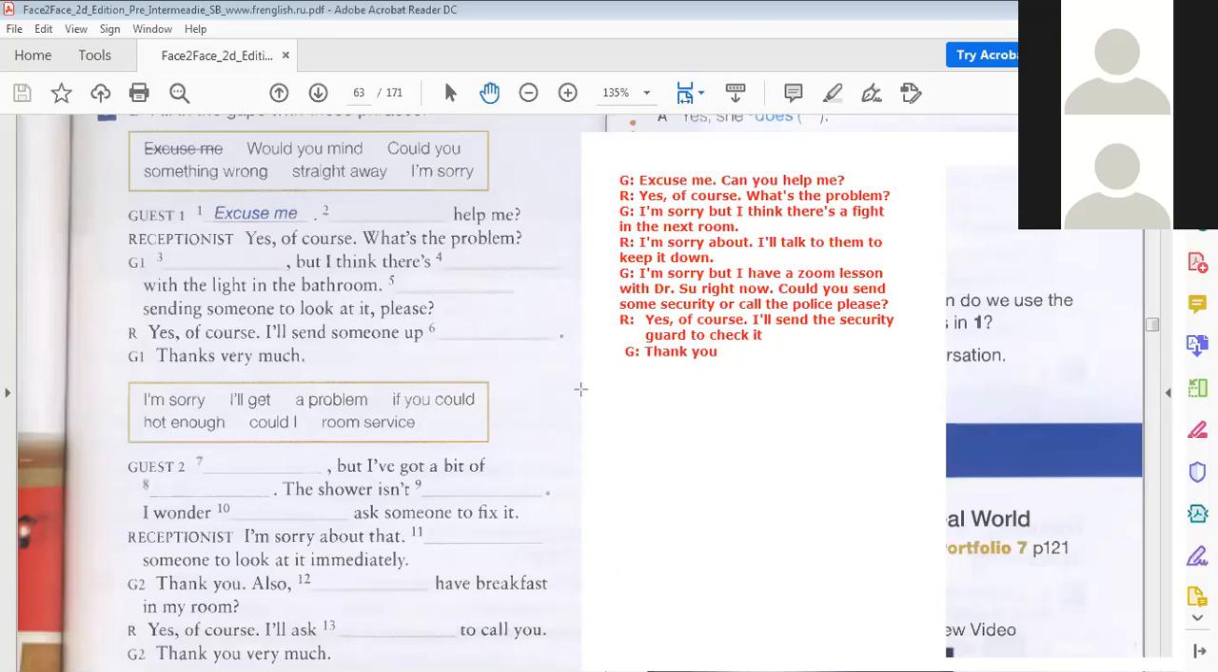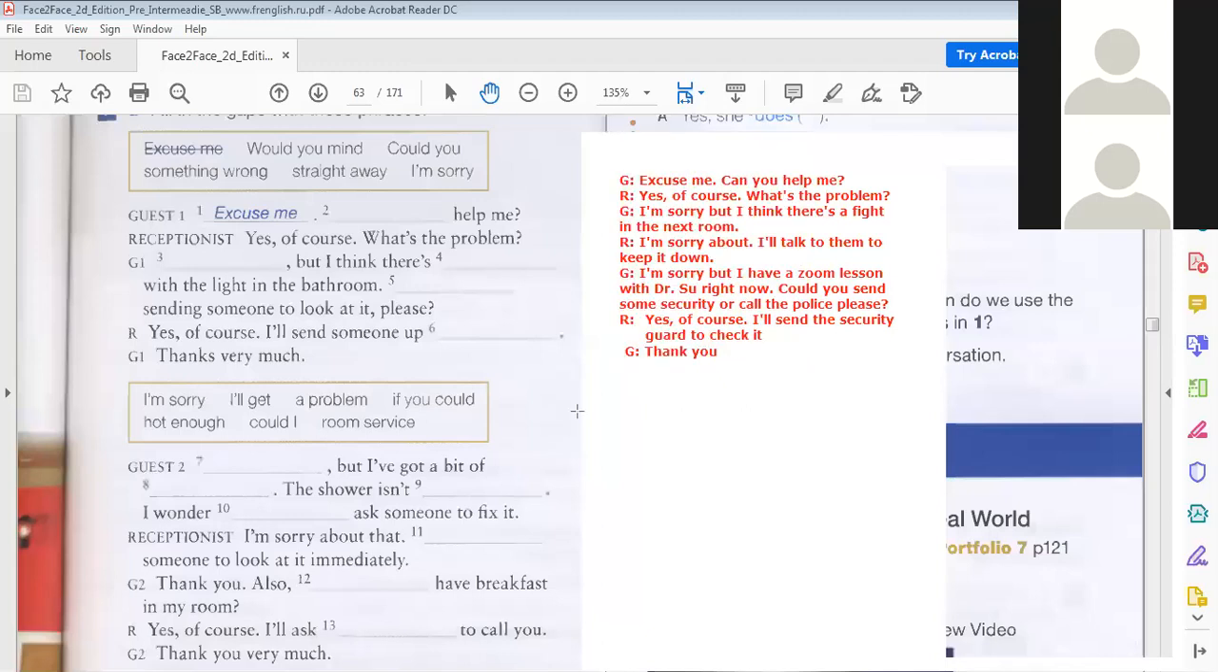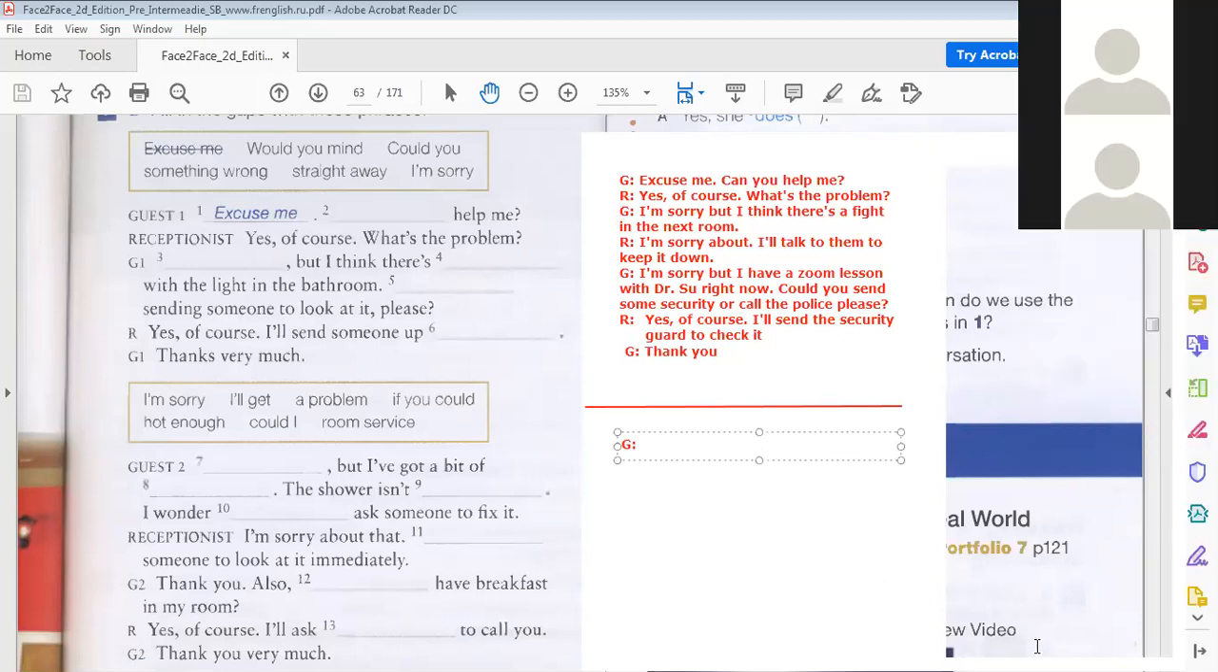Now let's think of another conversation and let's change the words a little bit, so we don't have the same thing repeated. So who would like to help me think of another conversation, another complaint between a guest and the receptionist? Okay, so maybe start with I'm sorry. Okay, I'm sorry.